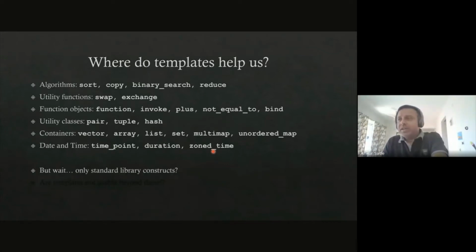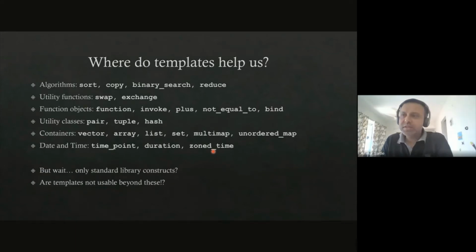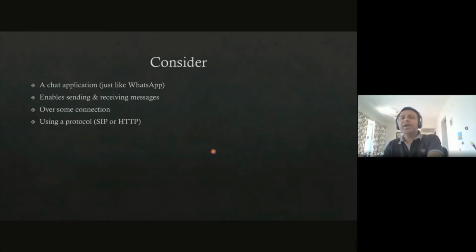But these are only standard constructs, right? Are the templates only restricted to them? Can we not go beyond these? And this is the point that we start looking at a realistic example. We all use WhatsApp or any such application which is pretty close to WhatsApp. It's a messaging, a chat application. So let's consider a chat application like WhatsApp, which enables sending and receiving messages over some connection and using a protocol. Okay, as you can see, this is a very scaled down version of the problem statement of what WhatsApp does. But you use some protocol to communicate over some connection that you use.